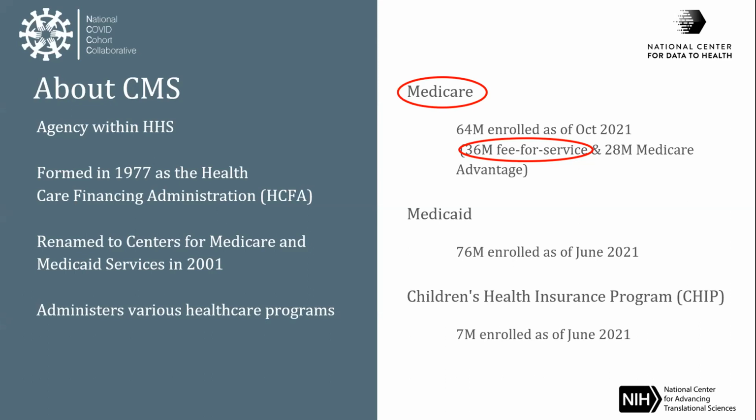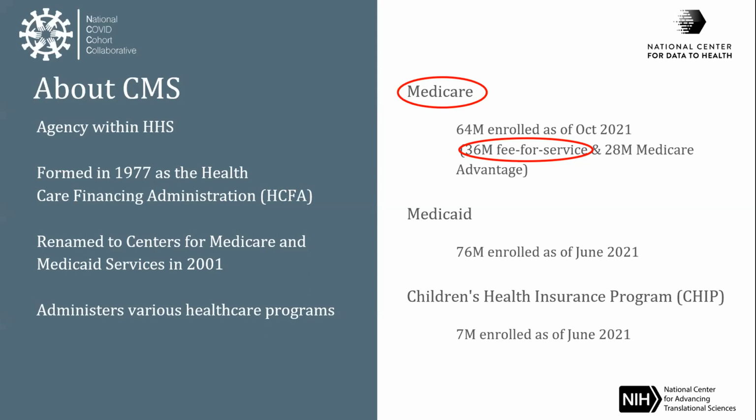CMS is big. They administer multiple programs. We're going to talk about Medicare. The Medicaid data is coming into N3C as well. They're both administered by CMS. We're talking about claims data. CMS has data that goes back a long way. I think we're going back to like 2017 maybe with the data.